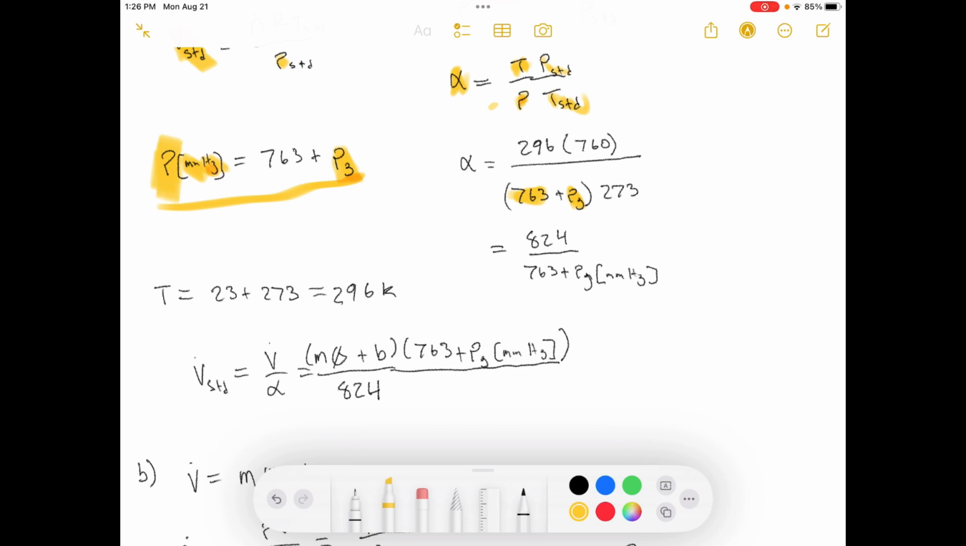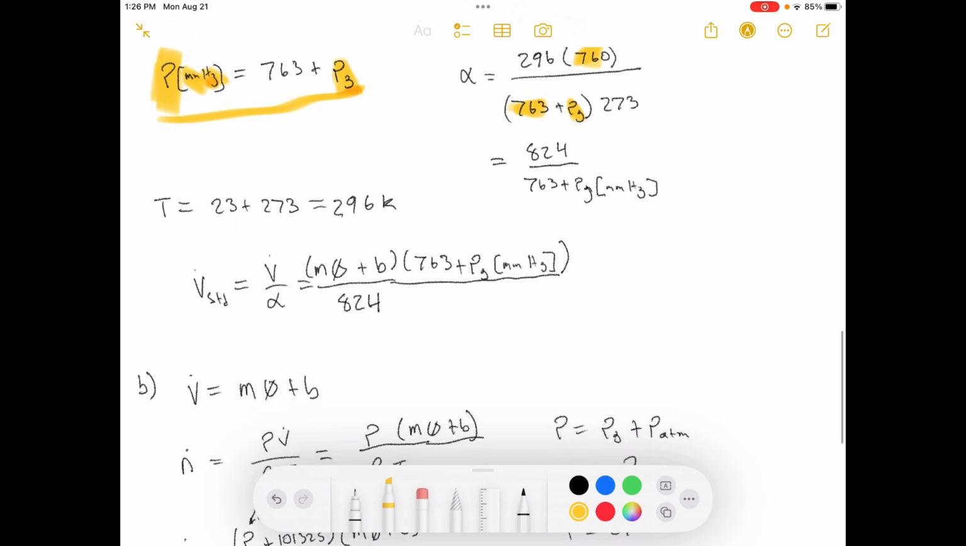So if our gauge pressure needs to be in millimeters of mercury, is what I'm getting at. And so does our standard pressure, if these units are going to cancel out. Okay? So if our gauge pressure is in millimeters of mercury, then this is our proportionality constant right here. Okay, so then we just plug our proportionality constant into this equation.